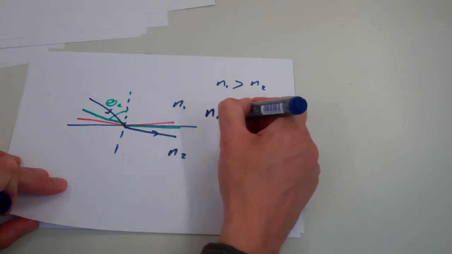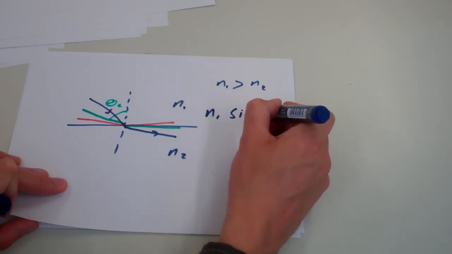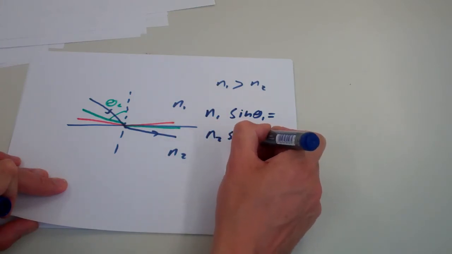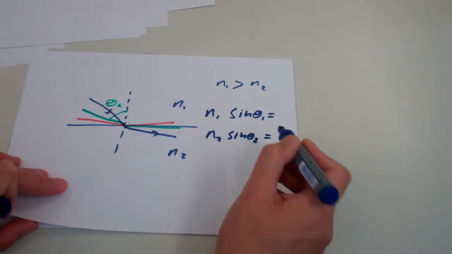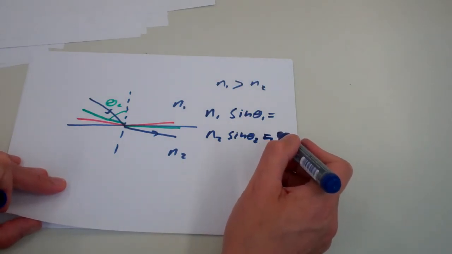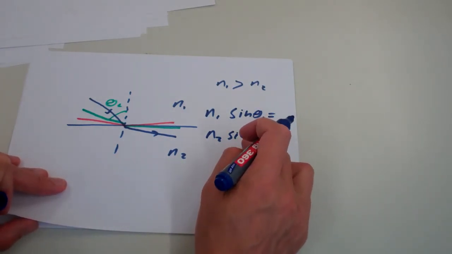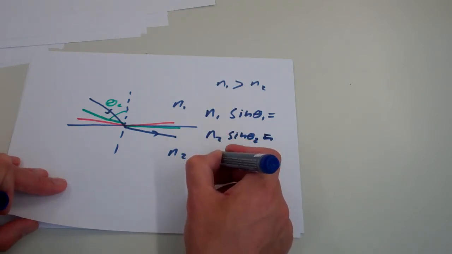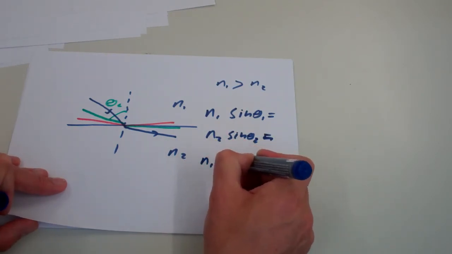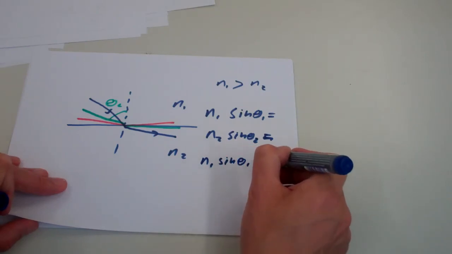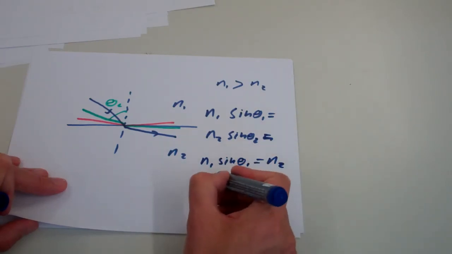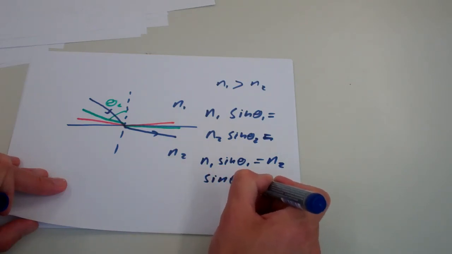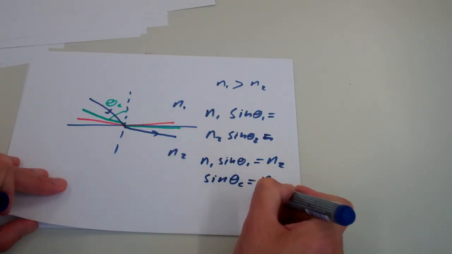So we start off with Snell's law: n1 sine theta 1 equals n2 sine theta 2. And the theta 2 in this case is 90 degrees and sine 90 is 1. So that simply gives us that n1 sine theta 1 is equal to n2. In this case, sine theta 1 is the critical angle, so sine critical angle is simply equal to n2 over n1.